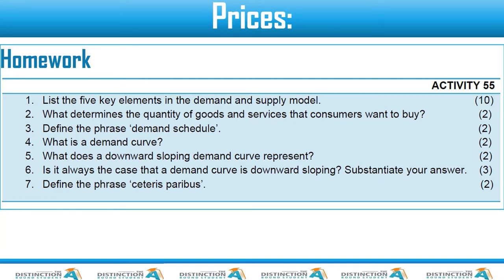As you notice, the market equilibrium, as in the price, let me start with that, can increase, it can decrease. And also the other one, which is quantity, can also increase, it can also decrease. And moving on to the next question, what determines the quantity of goods and services that consumers want to buy? Well, there may be a couple of factors that could determine, but the one that I was looking for here will be price. Of course, we have other factors that can lead to an increase in demand, or the quantity demanded for a good.